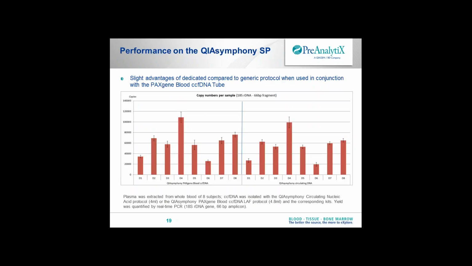So here is an example for the performance of the QIAsymphony ccfDNA isolation procedure. On the left part of this figure, you see the isolation of PAXgene plasma with the new PAXgene QIAsymphony kit, and on the right side you see the isolation with the generic kit, using PAXgene plasma as well. What you see is a very similar performance, but you also might see that for all donors we have a slight advantage for the PAXgene QIAsymphony kit, and this is what I meant. So we have a dedicated solution. This brings a little advantage, not a very large difference, but you see a slight advantage with the dedicated kit.